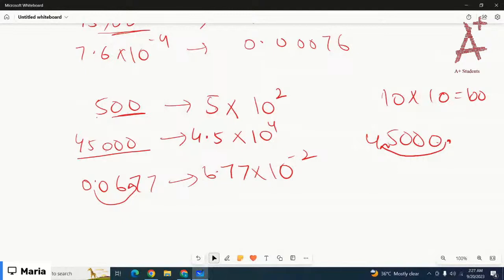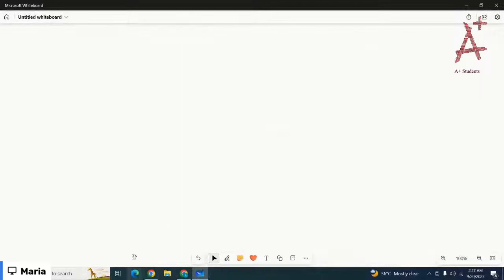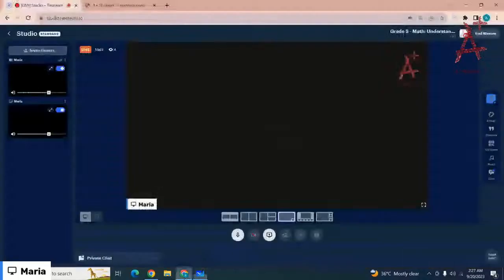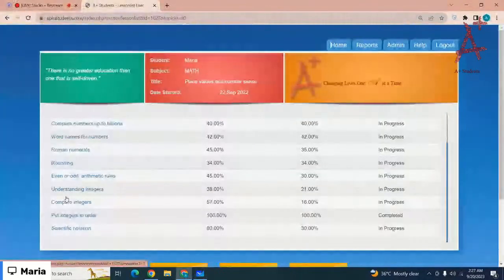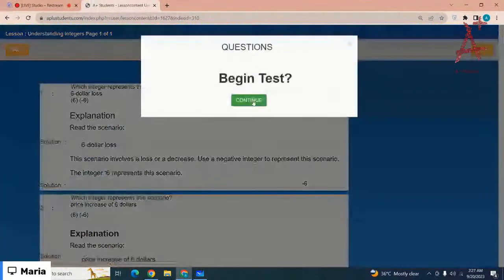Okay, let's just start with A plus. Let's do practice questions from A plus for all the lessons. So don't worry, we'll do more test questions. Let's start with the lesson understanding integers. That's the lesson we started with today. So let's start with the practice questions.